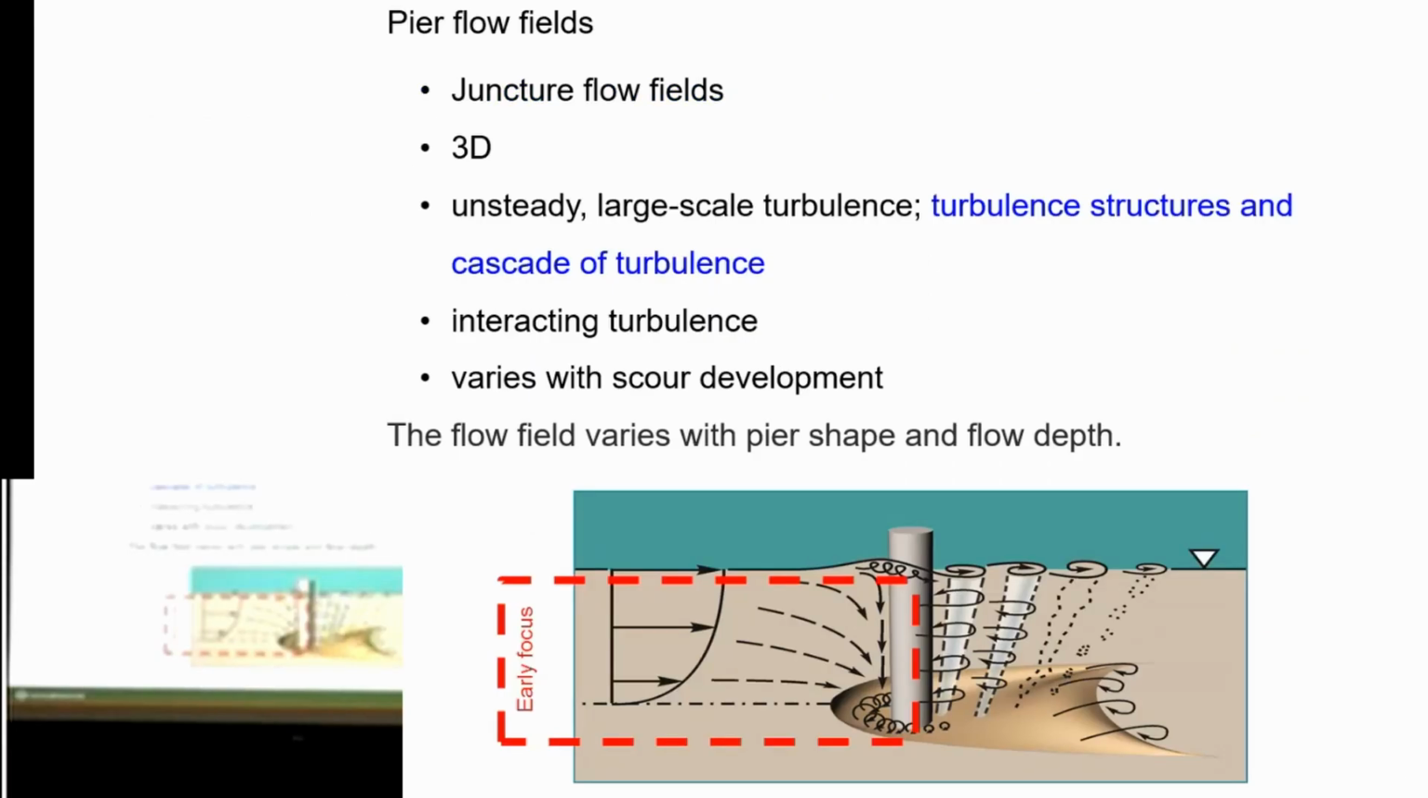In early days, again, if I repeat the slide, we just focused on this part, the flow coming in, the horseshoe vortex, which was a phenomenon that was quickly realized. By the way, this is one of the easiest flume experiments to do.